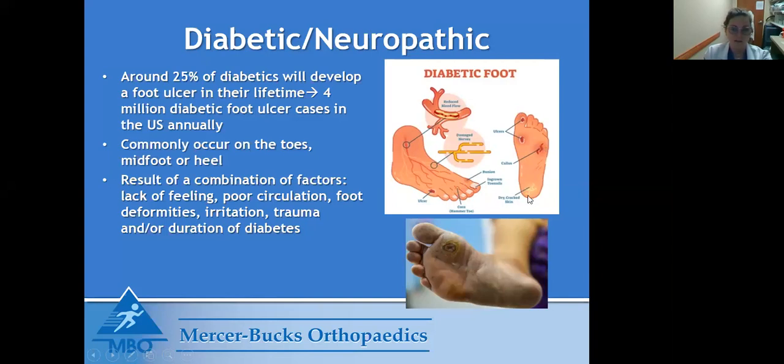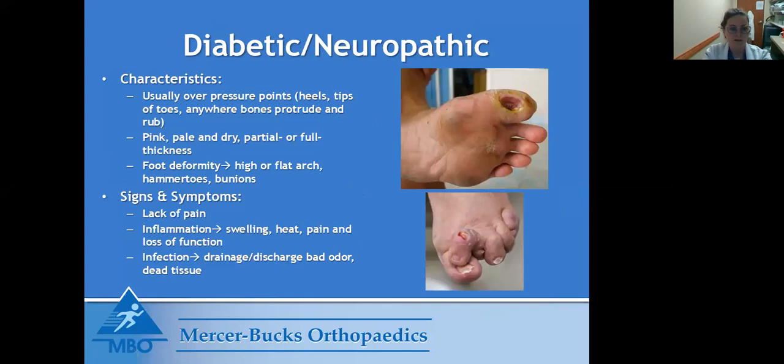A lot of times diabetics have really dry, cracked heels. There are often calluses associated with diabetics because the nerves that are affected also affect the sweat glands to the feet, so you often develop pretty dry skin when you're a diabetic. The characteristics of a diabetic ulcer: they're usually over pressure points, so it's usually on the heels or the tips of the toes, but it can be anywhere a bone would protrude and rub. They can be pink, pale, they could be dry, but they could also be wet.